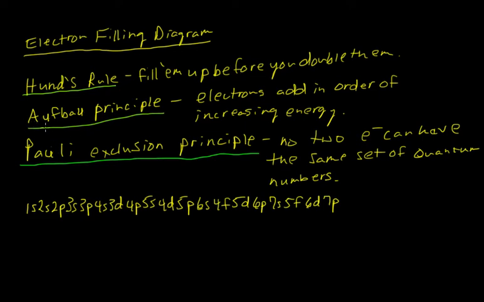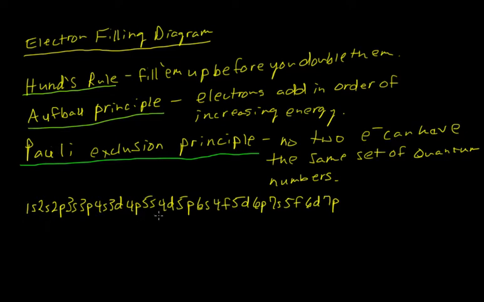The Aufbau principle, that's A-U-F-B-A-U. The Aufbau principle says that electrons add in order of increasing energy. And the last one is by a man named Wolfgang Pauli. This is the Pauli exclusion principle, and it says that no two electrons can have the same set of quantum numbers. We'll talk about quantum numbers in a future video, but for right now, just know that that's what this principle says.